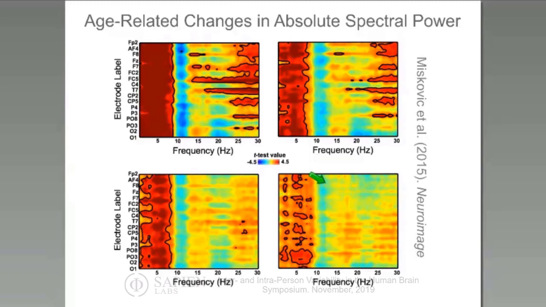Okay. So the first set of findings that I'm going to talk about is from a paper that we published in NeuroImage several years ago now. I'm going to start off just by talking about developmental changes in absolute spectral power. And rather than binning power into a priori frequency bands, the approach that we took in this particular publication was much more data-driven.